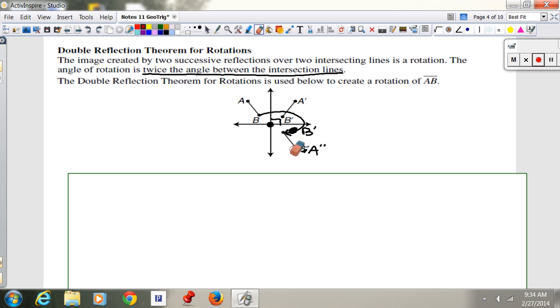So this should be B double prime, that should be A double prime. And this actually becomes a rotation. When you do two reflections in a row, you can actually call that a rotation. So that's called the double reflection theorem for rotations.